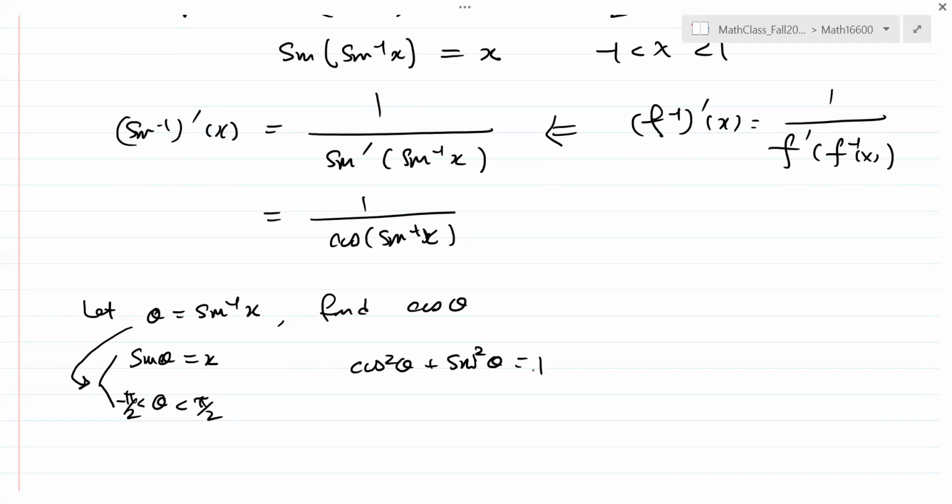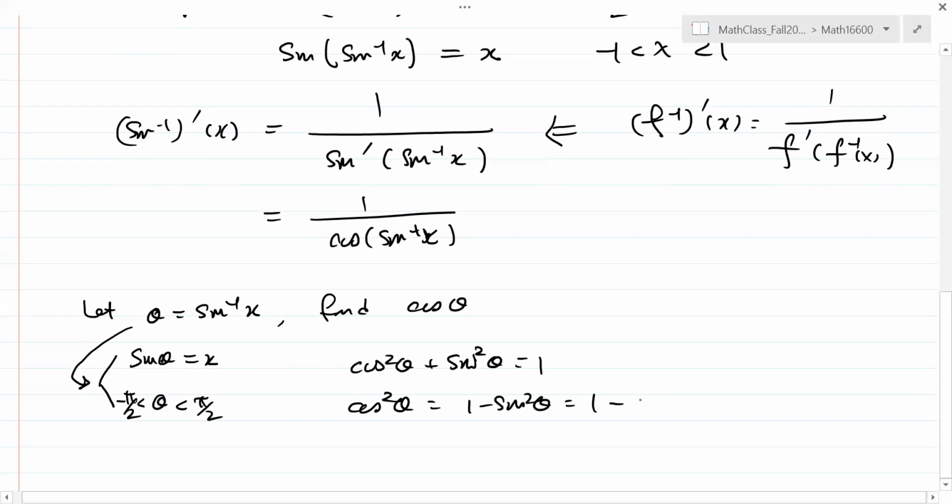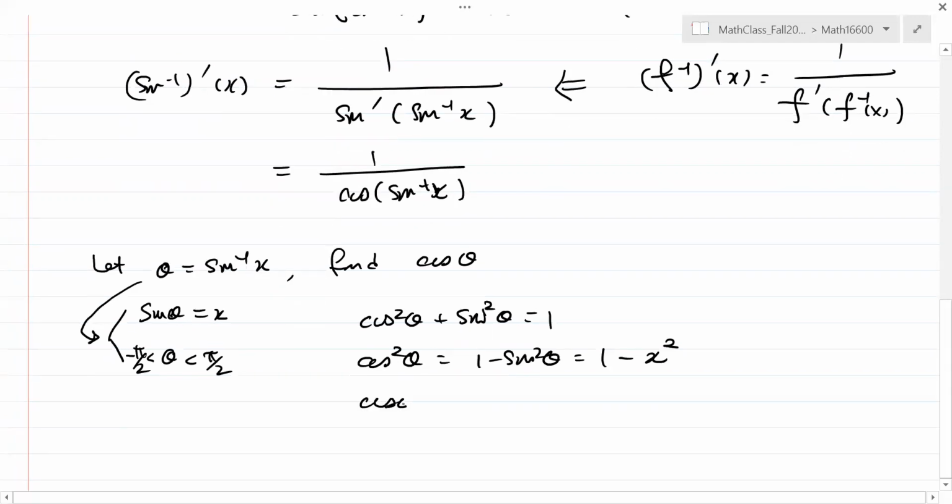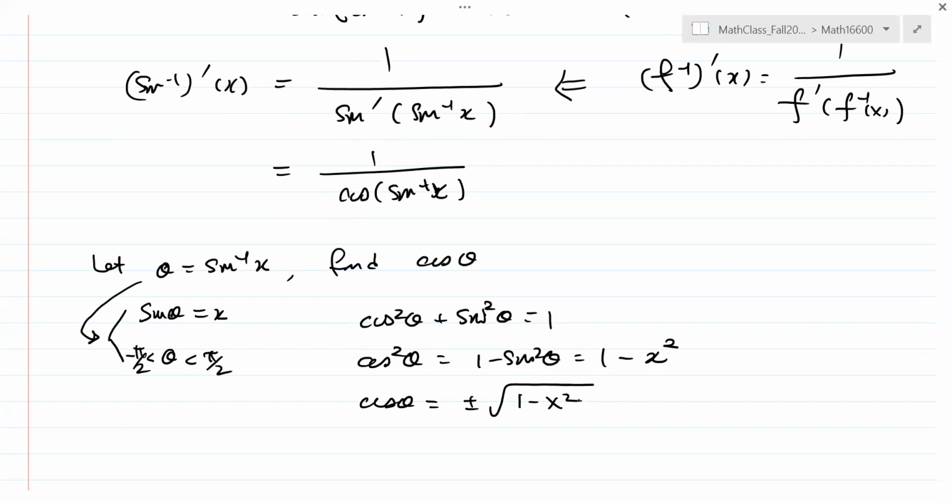So you want to find cosine theta. Cosine squared theta equals 1 minus sine squared theta. And what is sine theta? Sine theta is just x. So it's 1 minus x squared. Then cosine theta is going to be plus or minus the square root of 1 minus x squared. Now we have to determine the sign of cosine theta. Is it positive or negative, or sometimes positive, sometimes negative?